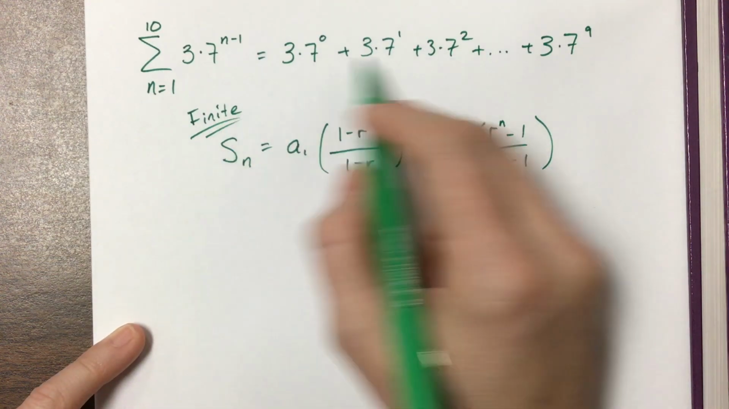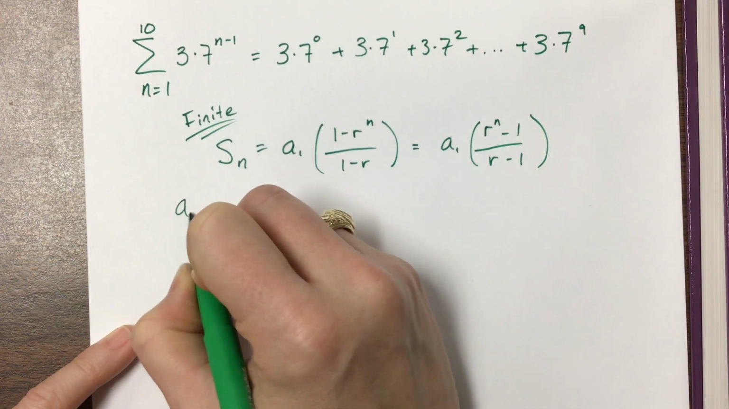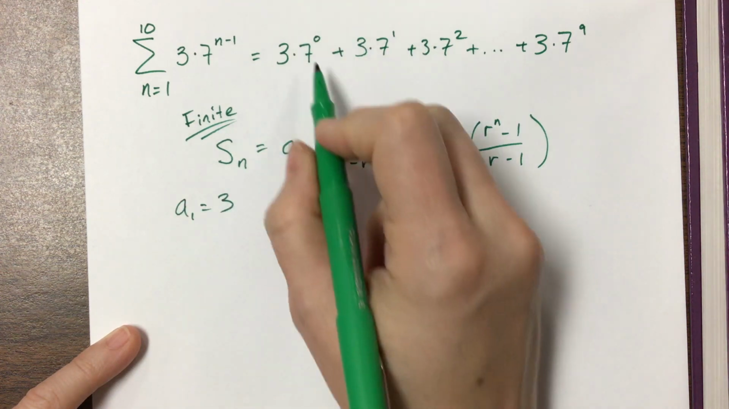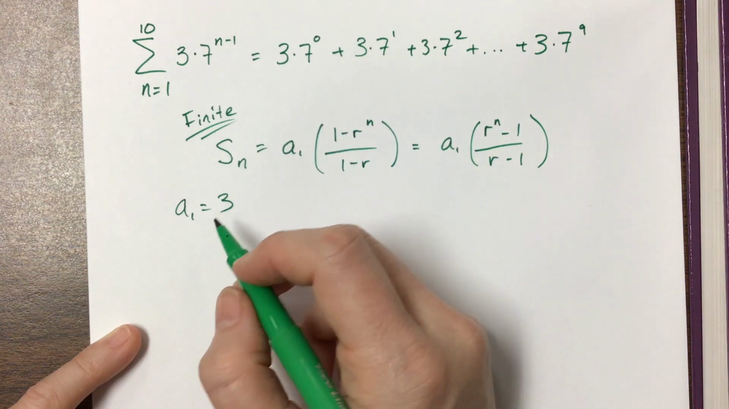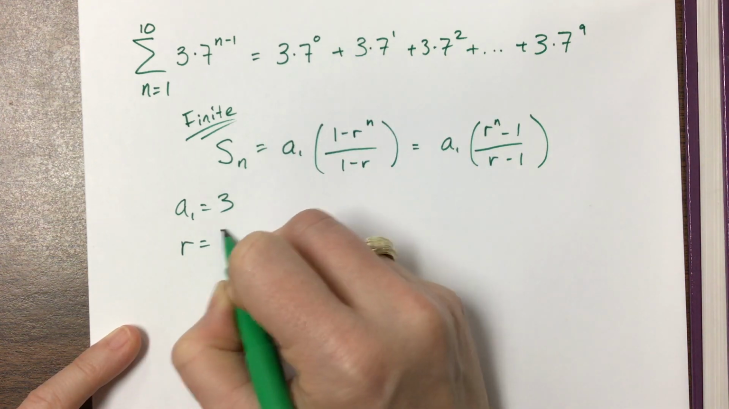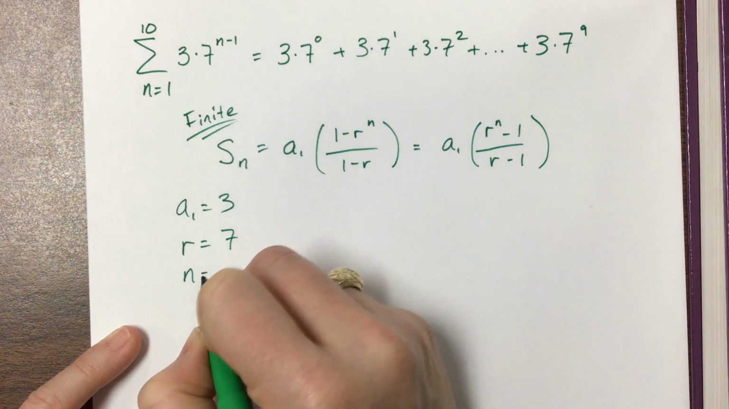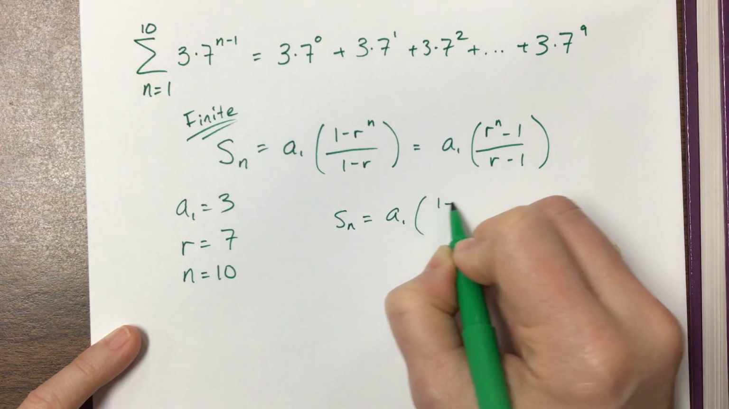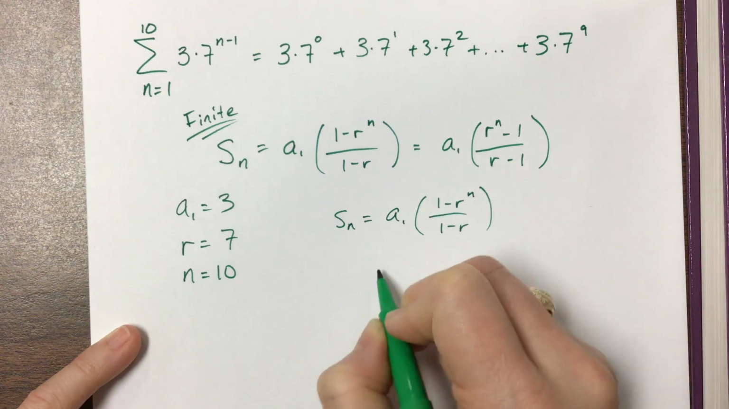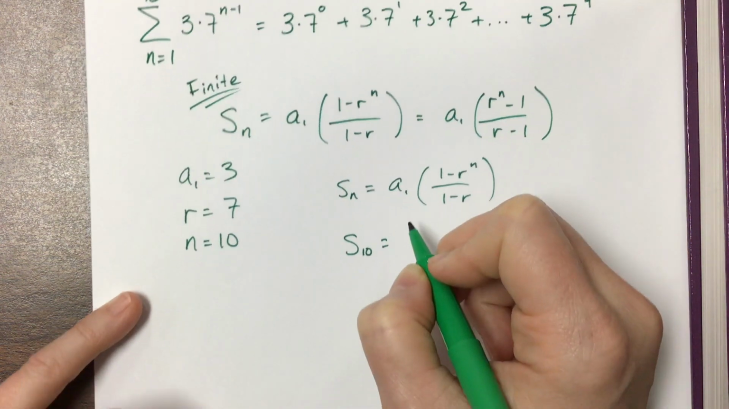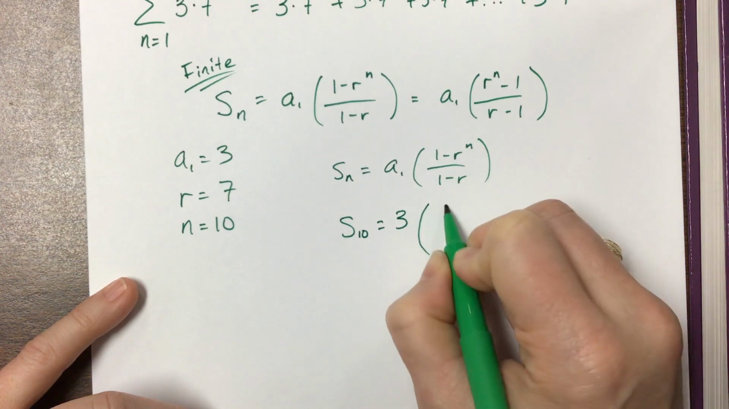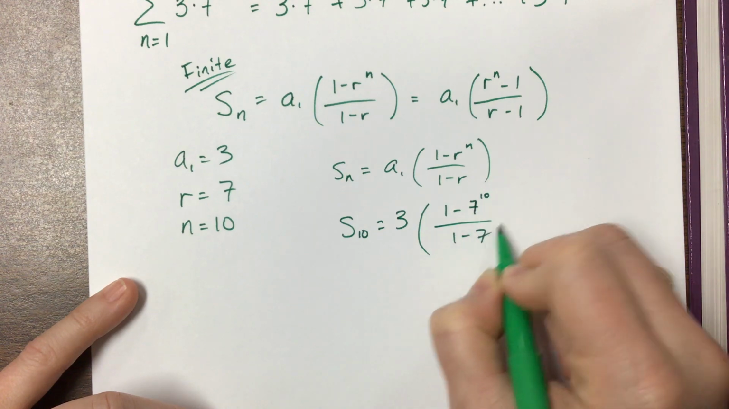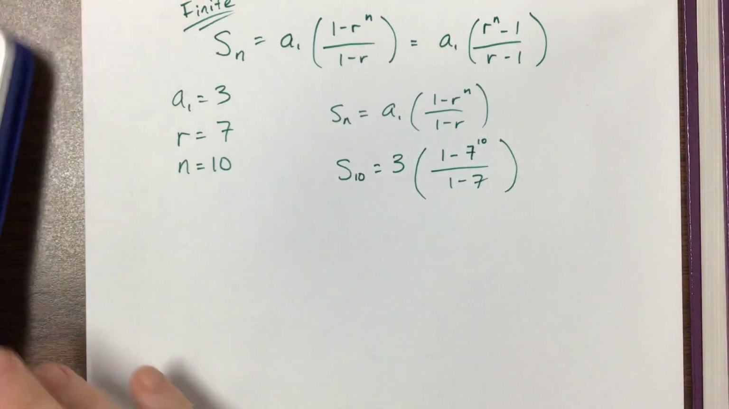So in our series, our first term was 3. Our common ratio we found was we were multiplying by 7, and our number of terms was 10. So we can use that formula. I pick this one. If you write it every time, you won't have to worry about memorizing it. So the sum of 10 terms is going to be equal to 3 times 1 minus 7 to the 10 over 1 minus 7. And here, yes, I would give you a calculator.